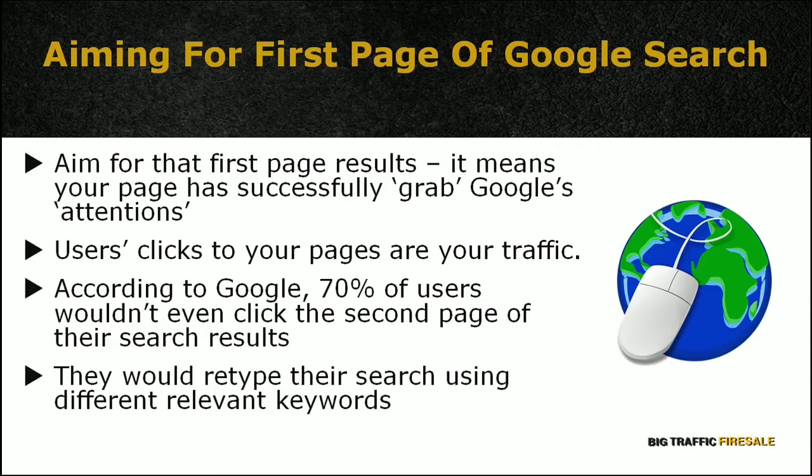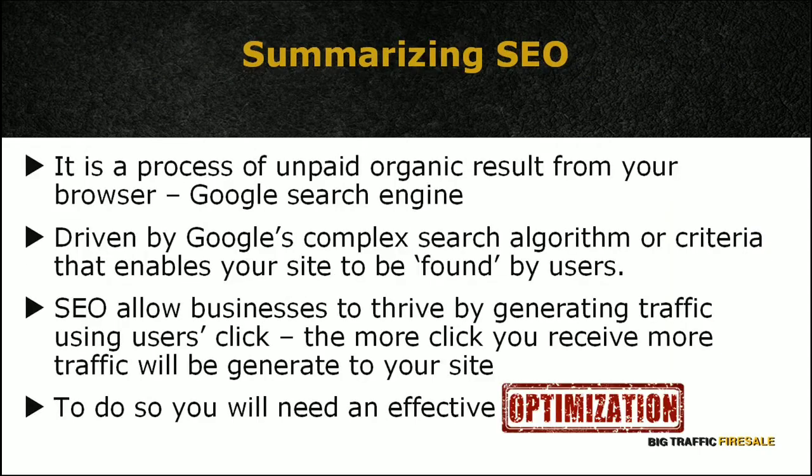Research shows that 70% of Google users wouldn't even click the second page of their search results. If they can't find it in the first page, they would retype their search using different relevant keywords. Thus, the cycle continues. So let's do a small recap of SEO. As mentioned, it is a process of getting that unpaid organic result from your browser, in this case Google Search. These search results are driven by Google's complex search algorithm or criteria to be found by users. Given your website is search engine optimized, of course.